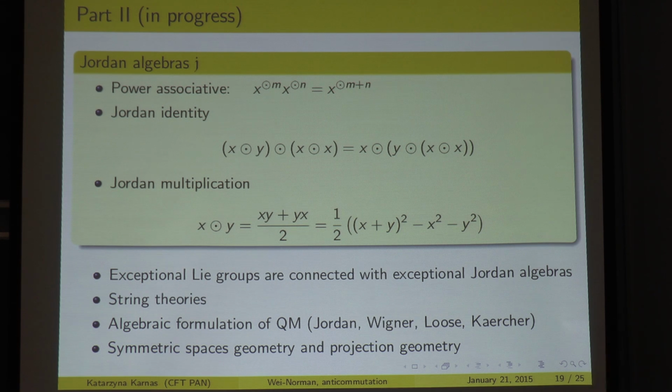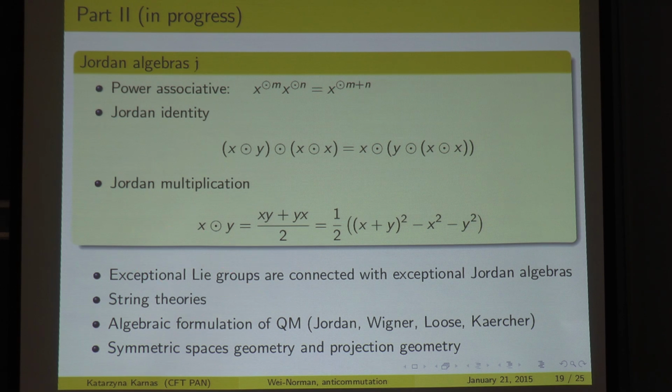and give some facts about Jordan algebras. They are power associative, satisfy the Jordan identity, and there is a natural operation, Jordan multiplication, defined for them, and it has exactly the same form, so it's very similar to the definition of the anticommutator for example, for Fermi operators.